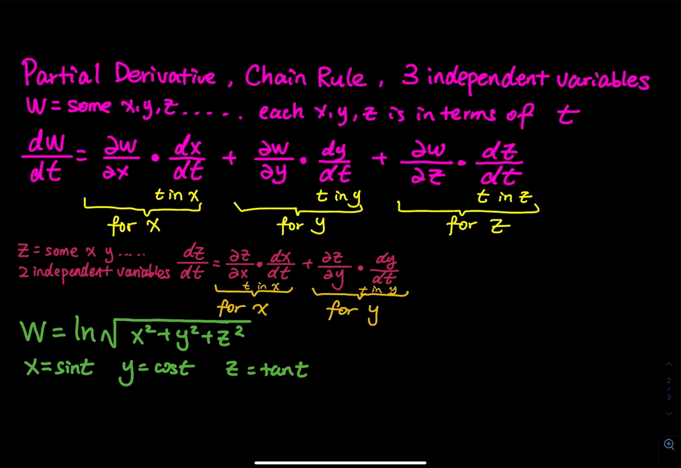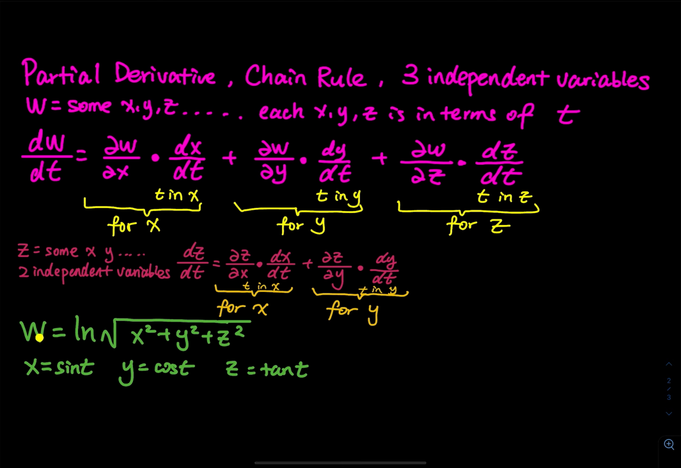This formula is for the chain rule in partial derivatives where the function has 3 independent variables. So that means W is in terms of some x, y, and z, and then each x, y, and z is in terms of t. I will be using this example: W equals ln of the square root of x squared plus y squared plus z squared.